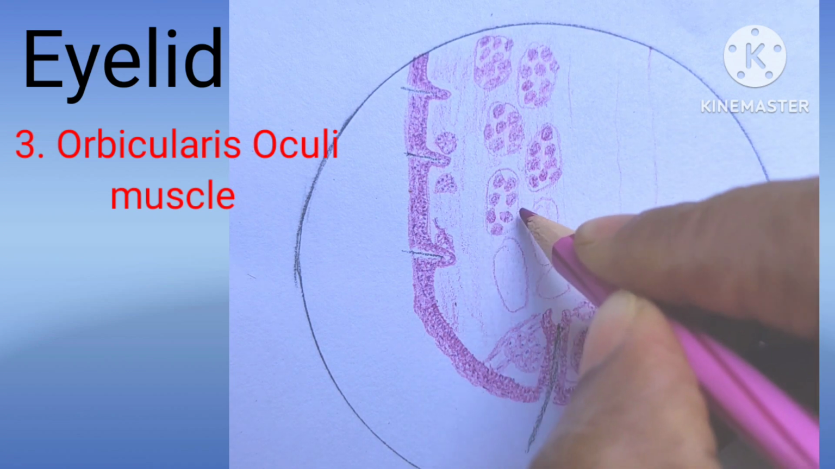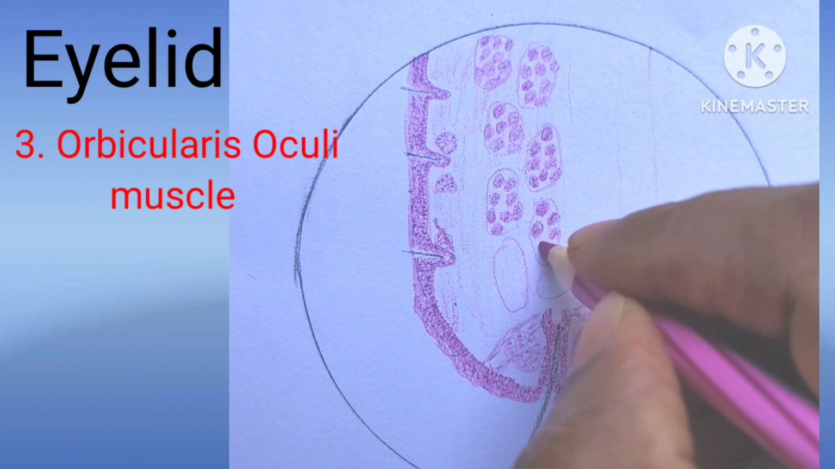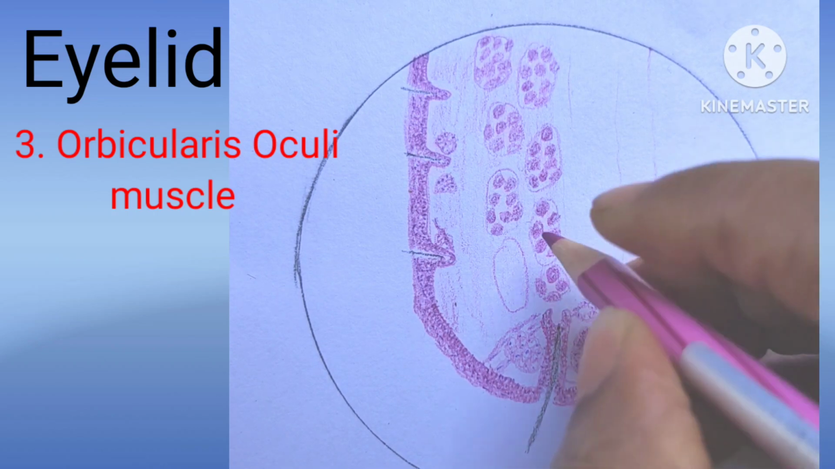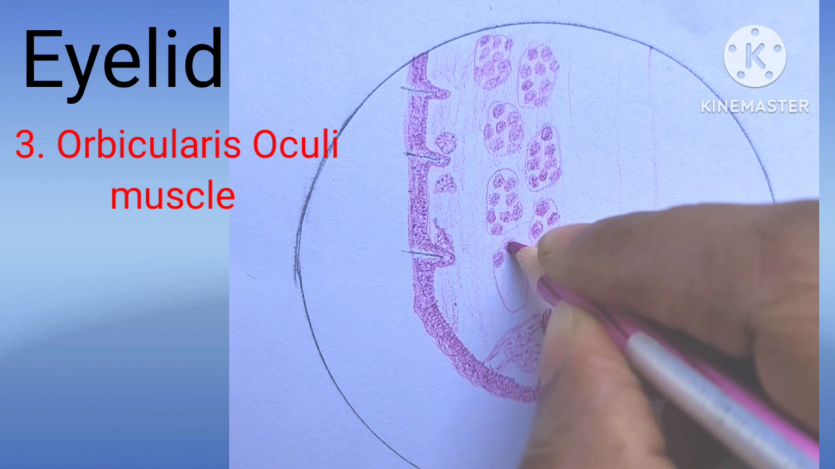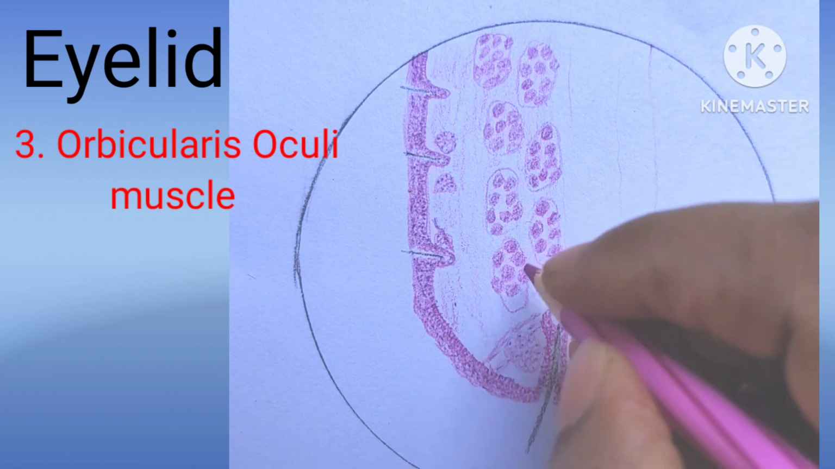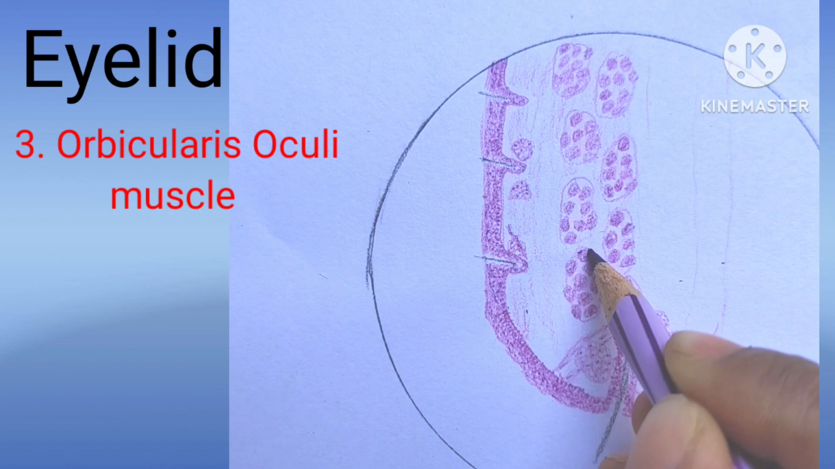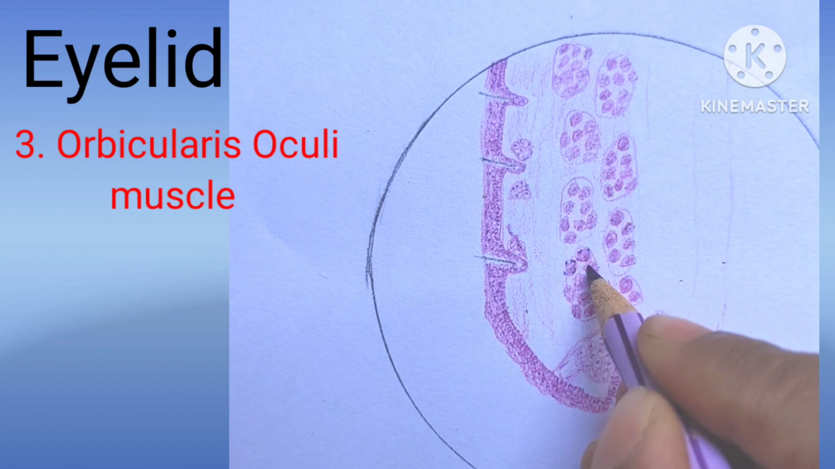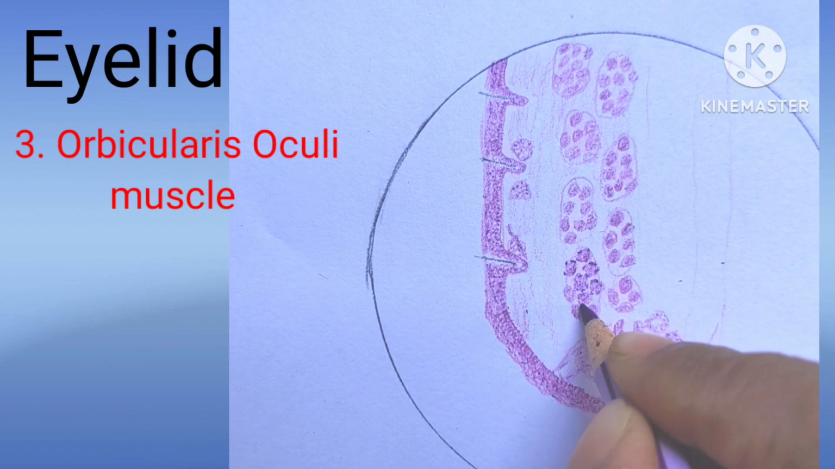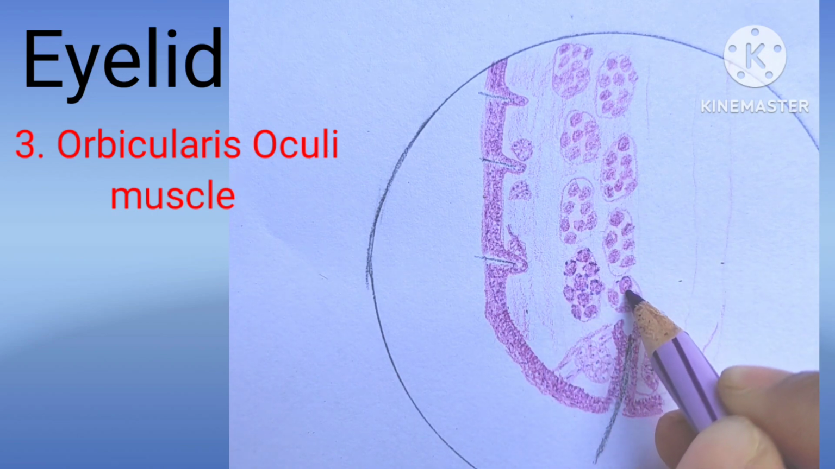The bundles of muscle are covered by perimysium and individual muscle fibers covered by endomysium, and they are polygonal in nature and filled with myofibrils. Because it is skeletal muscle, we have to keep multiple nuclei. That's the famous flattened nuclei present in the periphery of the muscle. You can see these flat nuclei. Sharpen your pencil, it's easy to draw. Flat nuclei are present in the periphery of the muscle fiber. That's the third layer, the orbicularis oculi muscle.